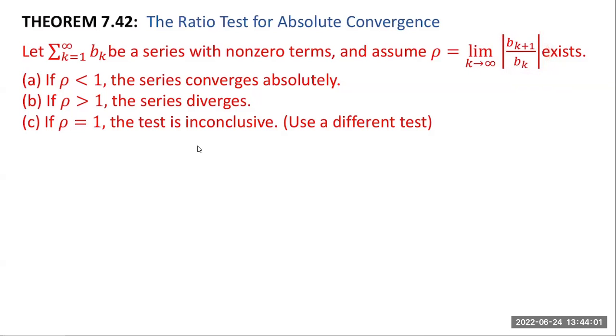Then here are the conclusions. If your rho value is less than 1, then the series converges absolutely. If your rho value is bigger than 1, then the series diverges. And if your rho value is 1, then we cannot use this test to determine anything. The test is inconclusive.